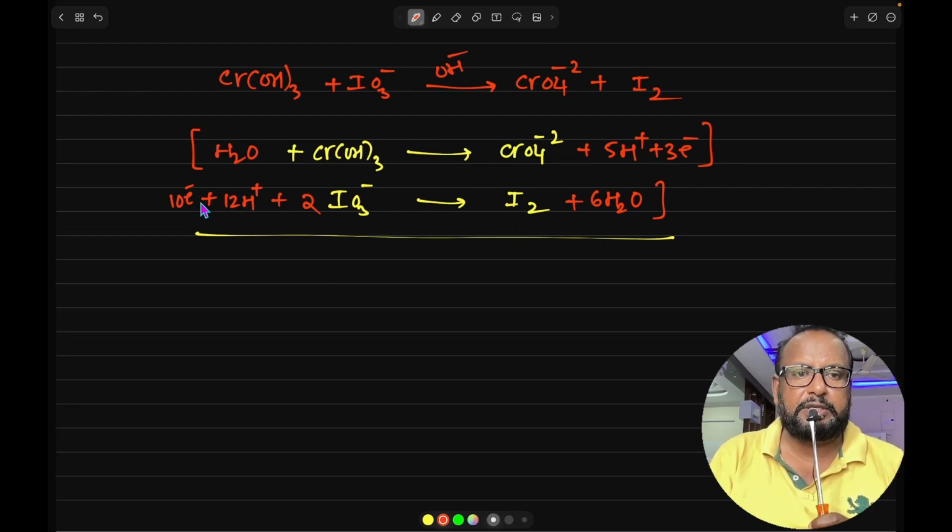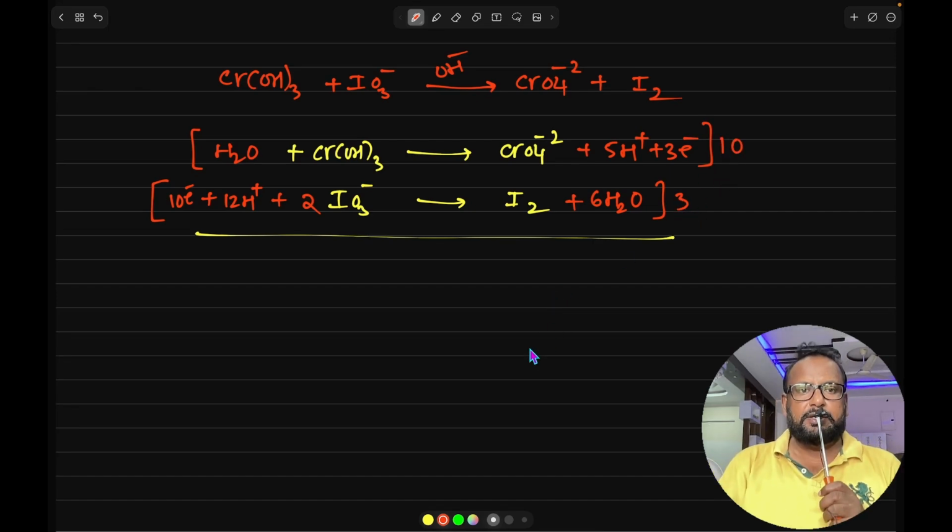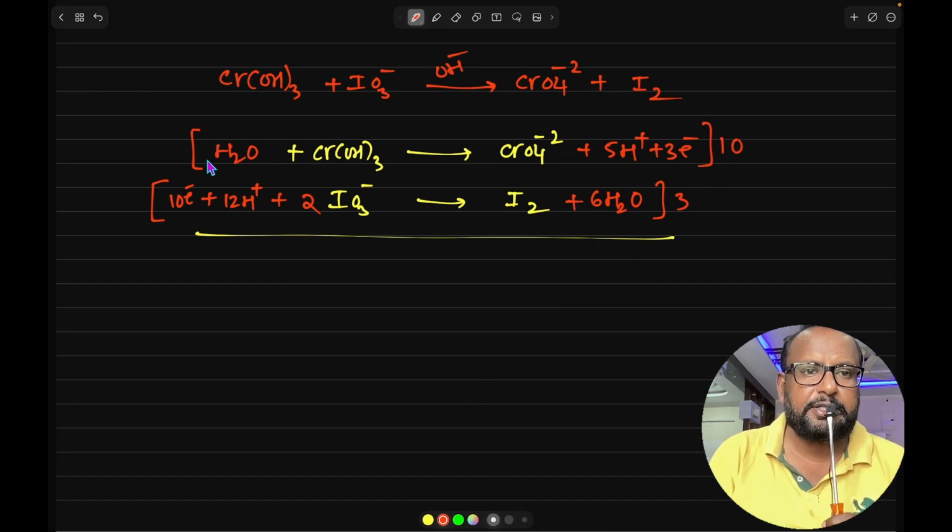So here we have 3, here we have 10. So we don't have a common multiple. Therefore I multiply this by 3, this by 10. So I'm going to write these numbers in front of all these terms, so that I get the final reaction multiplied by 10. So electrons are cancelled. This is multiplied by 3, this is multiplied by 3, this is multiplied by 3, this is also multiplied by 3.